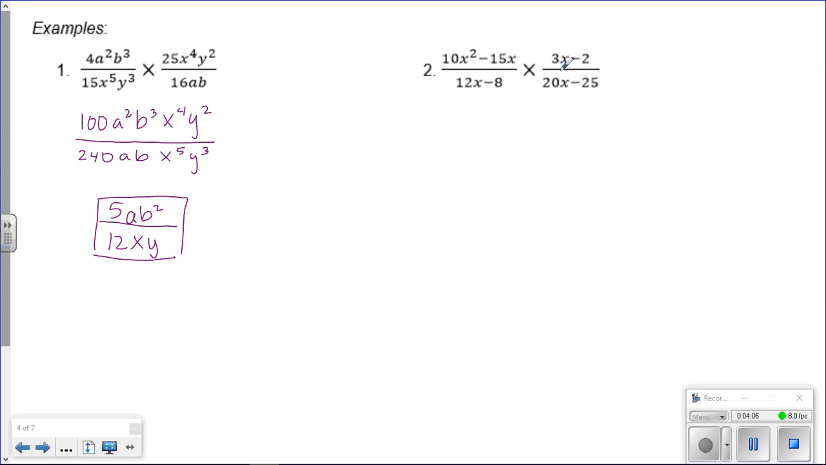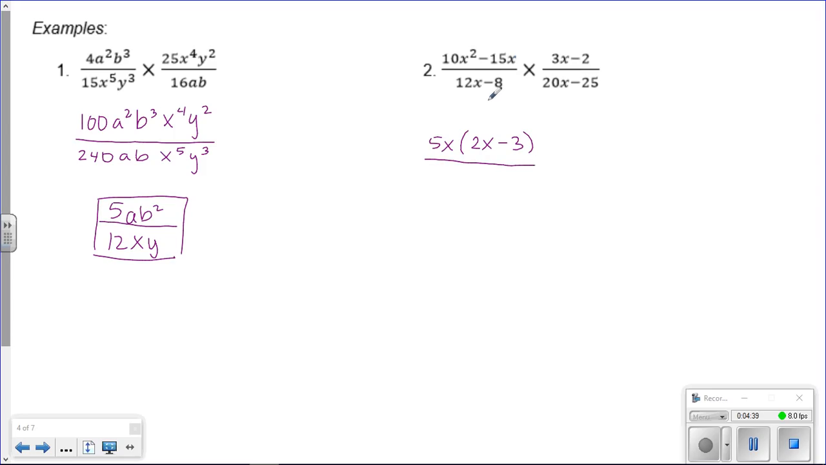All right, moving on to number 2. For this one, we're going to start with the first step because we can actually factor some of this stuff. If I have 10x squared minus 15x, what do these two terms have in common? Remember, terms are separated by a plus or a minus. So with 10x squared and 15x, I can take out a 5x from both of them, and I would be left with 2x minus 3. Remember, if you were to multiply it back, you would get this back.